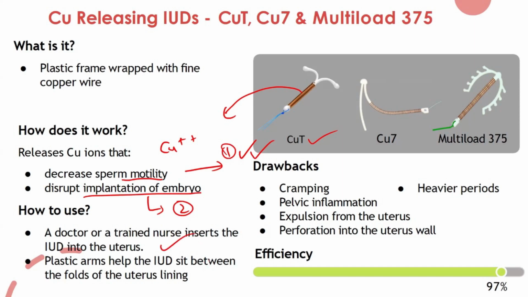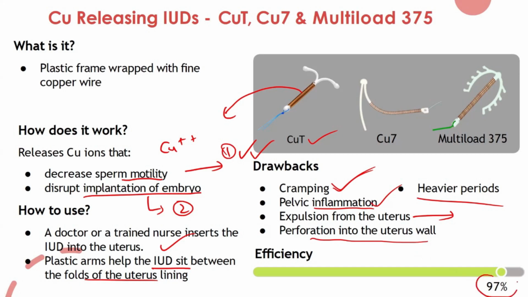It is inserted by trained doctors or trained nurses. The plastic arm helps the IUD sit between the folds of the uterus lining, so they are flexible. What are the drawbacks? Cramping, pelvic inflammation. Remember, inflammation means swelling. Expulsion from the uterus: as contraction happens, they will expel this device out of the female uterus. Perforation of the uterus walls: they can put some holes, or trigger the cells to perforate. And heavier periods can happen because of a lot of cramping contractions of the uterine muscles. There's a chance for heavier periods or blood loss.